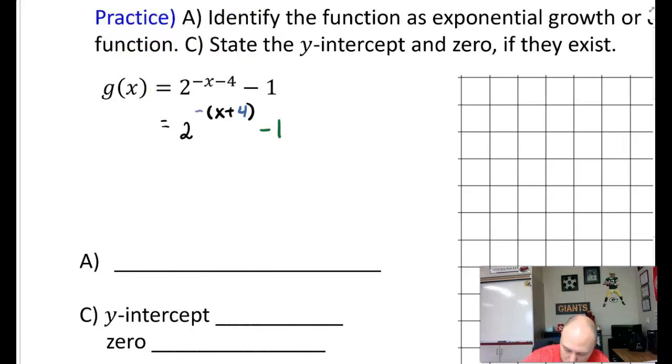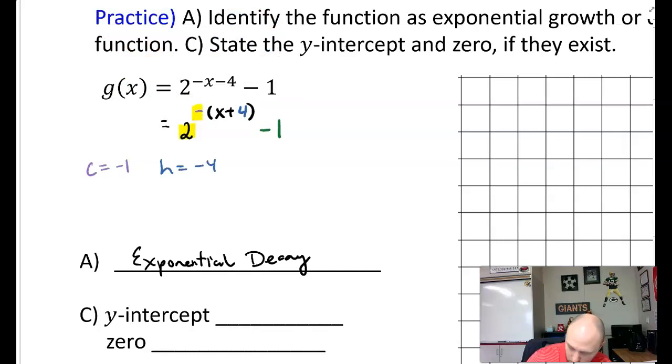So, looking at this function, notice how we have 2 to the power of negative 1. This is base 1 half. So this is exponential decay. Exponential decay. Because 2 to the power of negative 1, that is 1 half. Now I'm going to leave it in base 2 because I want to graph it with the base 2 key points. I do have a C value of negative 1, like I said.